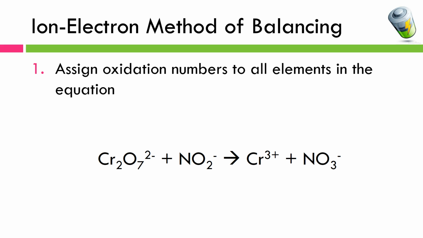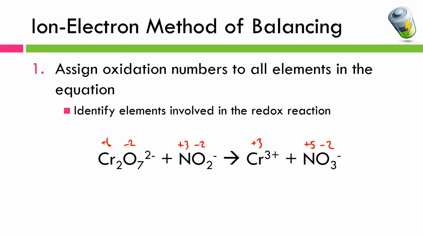So we've already taken care of this. First thing you want to do, assign oxidation numbers to each element in the equation on both the product and reactant side. We've got to identify the elements that are involved in the redox reaction. Hopefully it's pretty clear to see that oxygen really doesn't experience any changes in oxidation states. It's always a -2. Chromium and nitrogen, however, do experience changes in oxidation states.